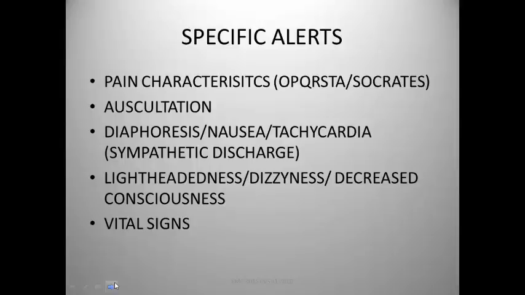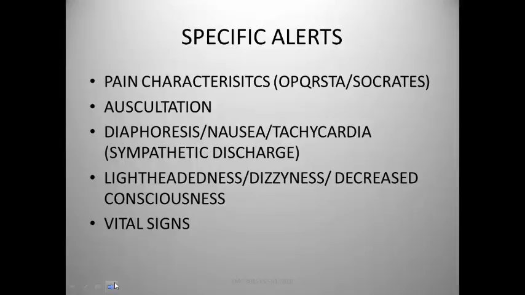Obviously, the pain characteristics are important. We'll look at that in a little bit. Auscultation of the patient's chest: you're looking at breathing, so you're looking for wheezes. You're looking for the start of pulmonary edema. That is all important. If you're really good with a stethoscope, you can listen for cardiac murmurs, specifically mitral valve issues.